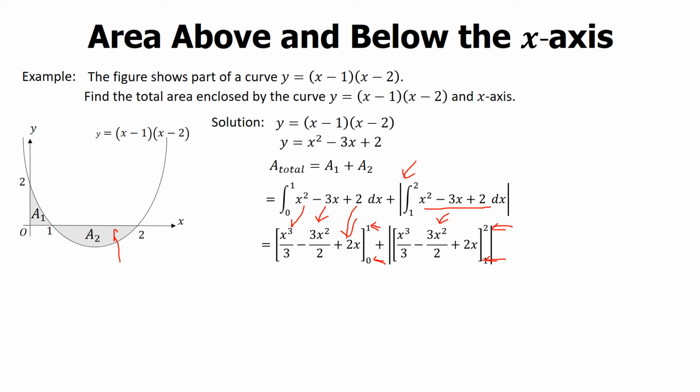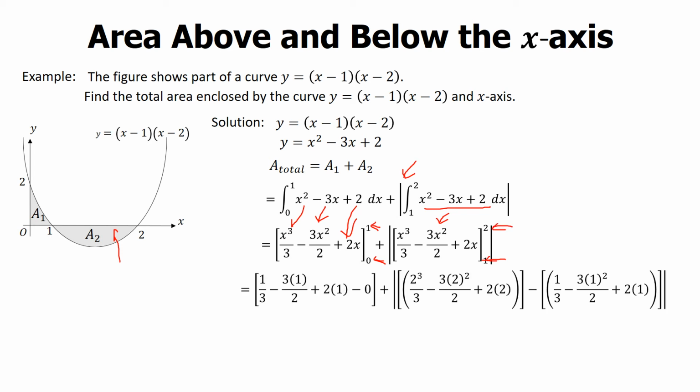Then we substitute x equals 1 and x equals 0 for the first expression, we get this result. For the second expression, we will get these results. After that, we can calculate the values. We get 5 over 6 plus modulus 2 over 3 minus 5 over 6, and the answer is 1 unit squared.